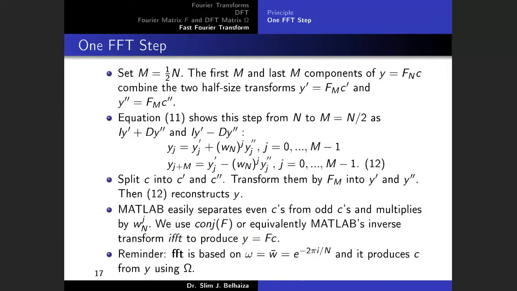So welcome back, guys. Today we continue. I want to close this section 4.1 about the fast Fourier transform.